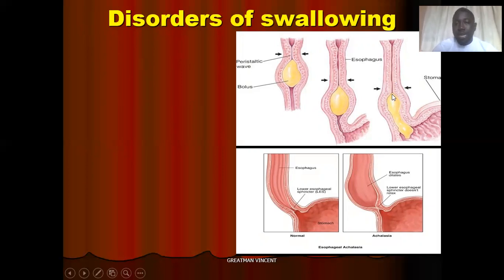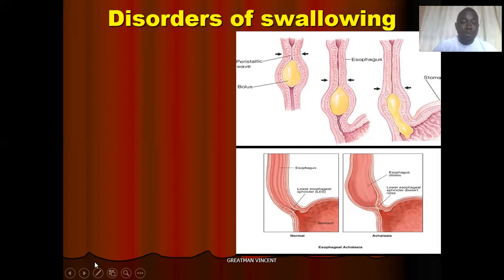But in the case of achalasia, when food gets to the lower esophageal sphincter, the sphincter fails to relax, thereby preventing the food bolus from entering the stomach. And so because of that, food is retained in the esophagus and can't get into the stomach. And that is what we call achalasia.